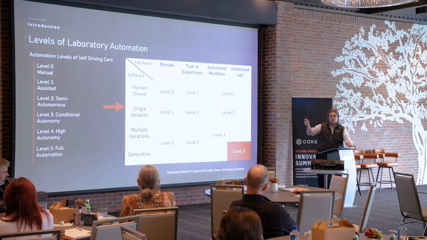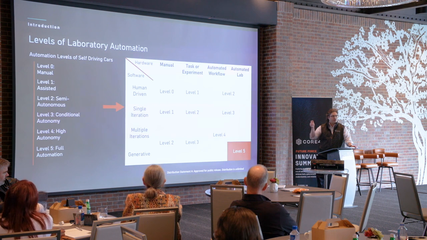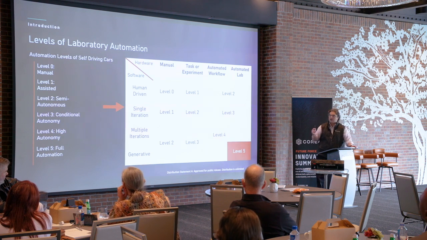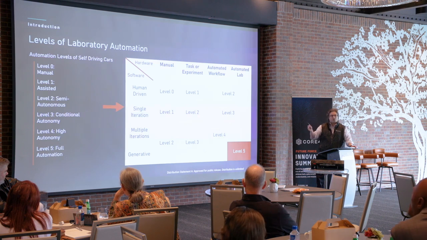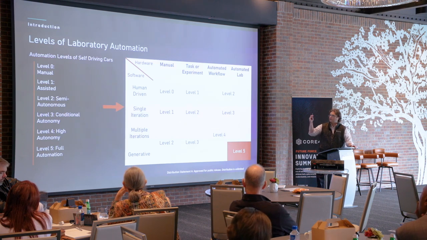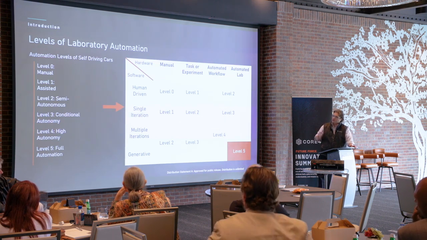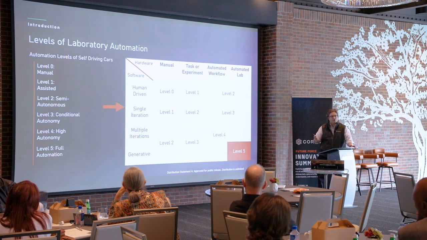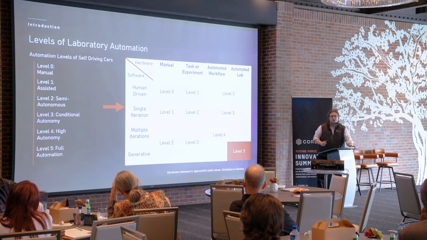So, laboratory automation can be broken down into different levels, similar to how self-driving cars are broken down into different levels, where with cars, you have your level 0 being manual, so the driver is focusing on the task of driving, they're interacting with the world, they're doing that sort of thing, and for cars also, you have your level 5, which is fully autonomous, so the car is now focusing on the task of driving and interacting with the world. Laboratory automation is very similar.